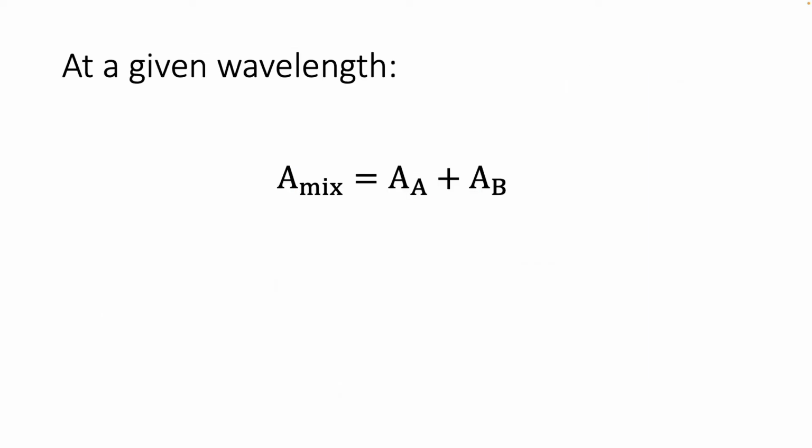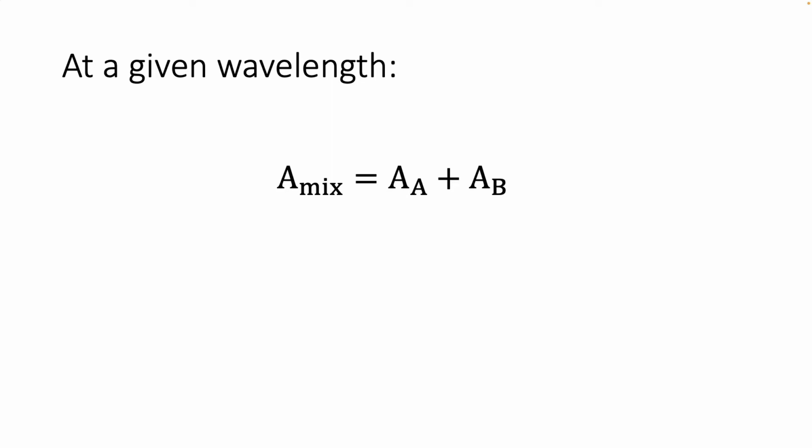Another way to write that is, if you do measurements at a given wavelength of a mixture of 2 colored compounds, the absorbance of the mixture is going to be the absorbance of whatever your first compound is, here we're calling it compound A, plus the absorbance of the second component, which here we're calling compound B. You can see how I use subscripts here to differentiate between the absorbance of the mixture, the absorbance of A, and the absorbance of B. We're going to use a lot of subscripts in this.